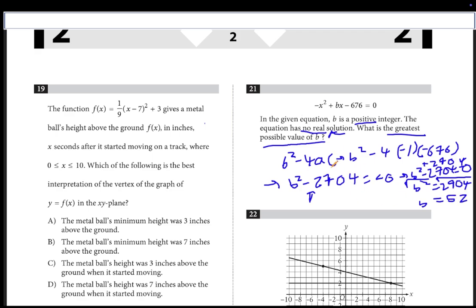However, that's only b when the equation is equal to 0, and when the equation is equal to 0, that means there is one real solution. When there are no real solutions, that's when b is less than 52. And the next smallest integer than 52 is 51. Therefore, b has to equal 51.